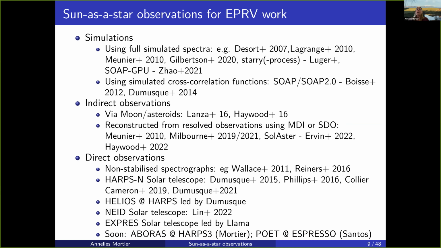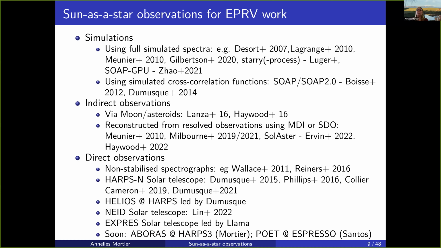Then you can observe the sun indirectly. So you can, for example, observe the sun through the moon or through asteroids. In case you would want to do that with your 3.6 meter telescope, you obviously can't point that at the sun, but you can point it to an asteroid like Vesta, for example. The light will reflect. You'll have some horrendous motions to take into account of the light path that was taken, but you can technically observe it indirectly that way.